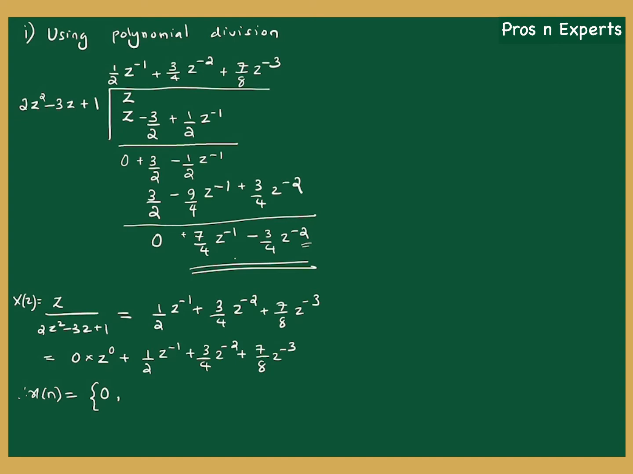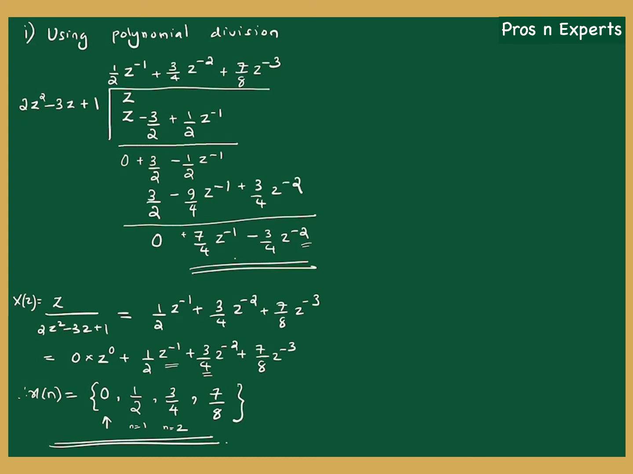Now what is the inverse transform of half z inverse? Half z inverse means it's an impulse shifted by 1 unit, right? So this is 1 by 2 and it is at n equal to 1. This is at n equal to 0, so 1 unit shifted means this is at n equal to 1. Now the next term is 3 by 4 shifted by 2 units, so it comes at n equal to 2. Next is 7 by 8. Actually it extends more than this, but we have truncated it. So this is the answer, the inverse transform.